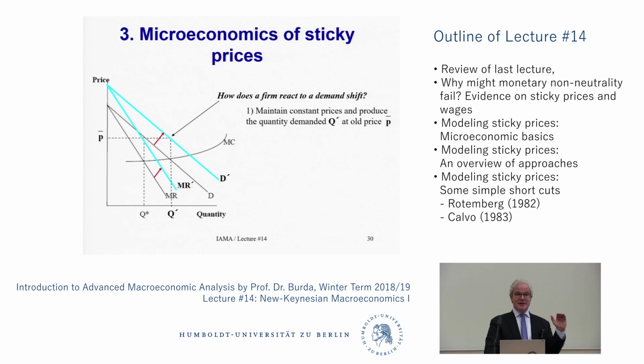Okay, so that's the one extreme. I keep my prices exactly where they were, and I'm going to produce Q prime. I'm just going to expand my production. Now, does that make sense? Yes, because price exceeds marginal cost at every additional unit. So that is a money-making opportunity. I'm going to make money by doing that. Okay? Constant price and produce more quantity at the old price. That's the rigid nominal price solution, if you like.